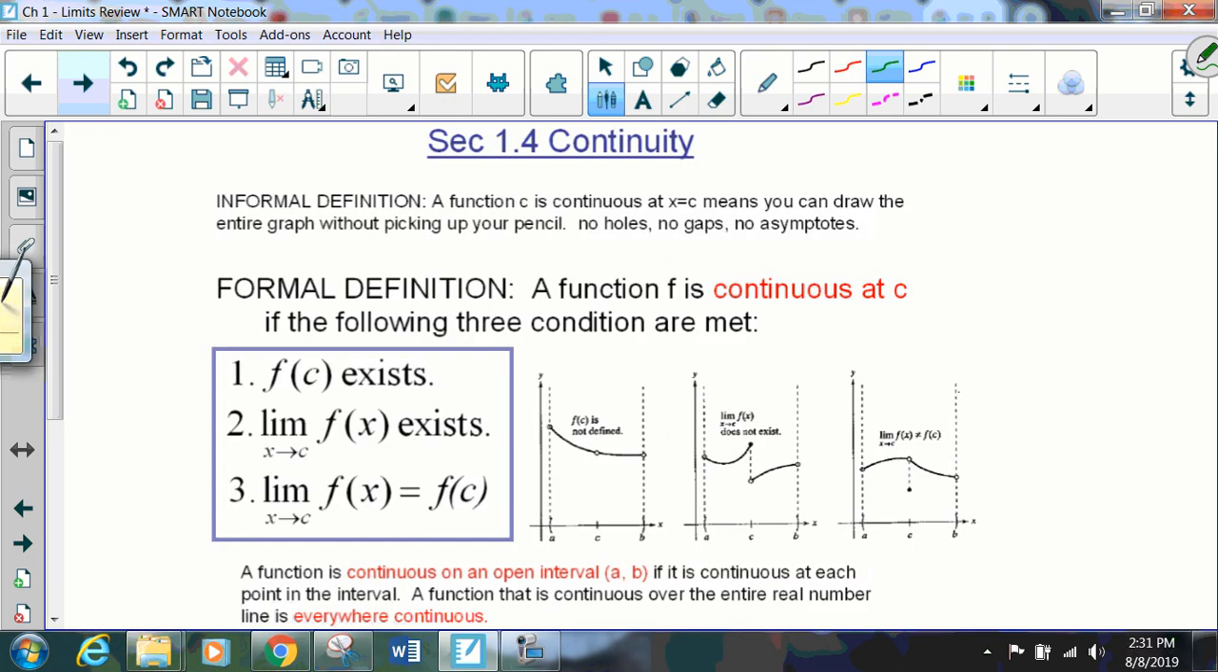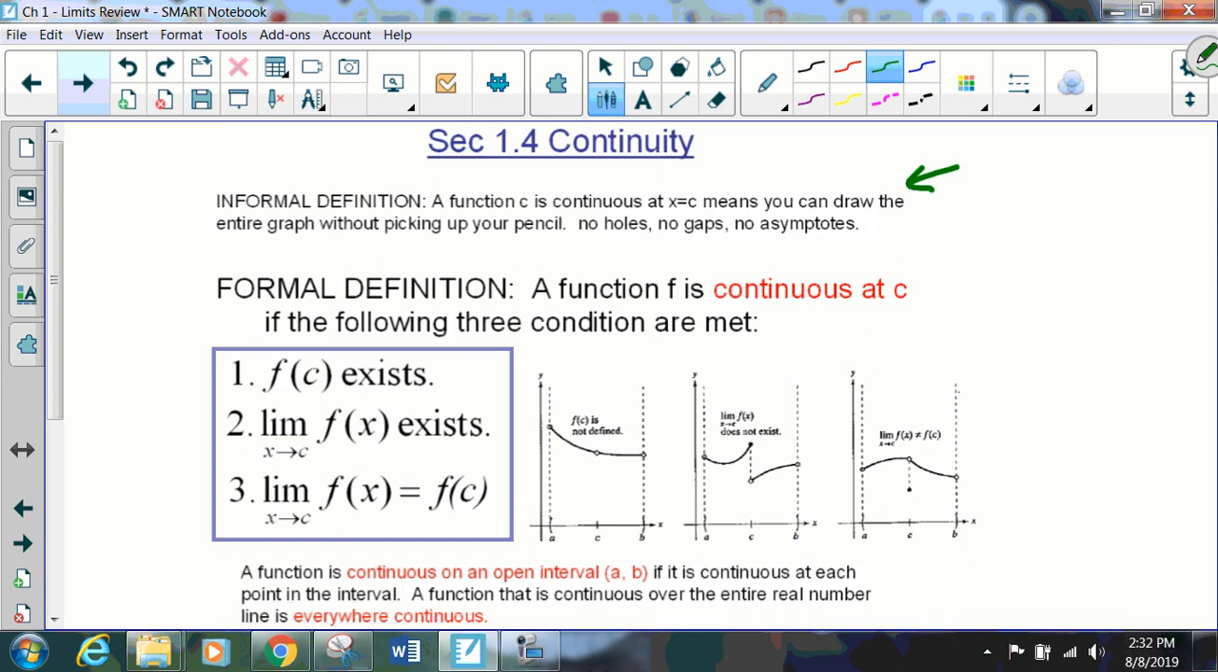All right, so continuity. Continuity is a really important idea. When we differentiate, we talk about continuity in relationship to differentiation, so it's important to understand what continuity means. We can say the informal definition is, you draw a curve or a line and you never pick up your pencil, right? There are no holes, no gaps, no asymptotes. This is a great informal definition, but it doesn't help us out as much as the formal definition.